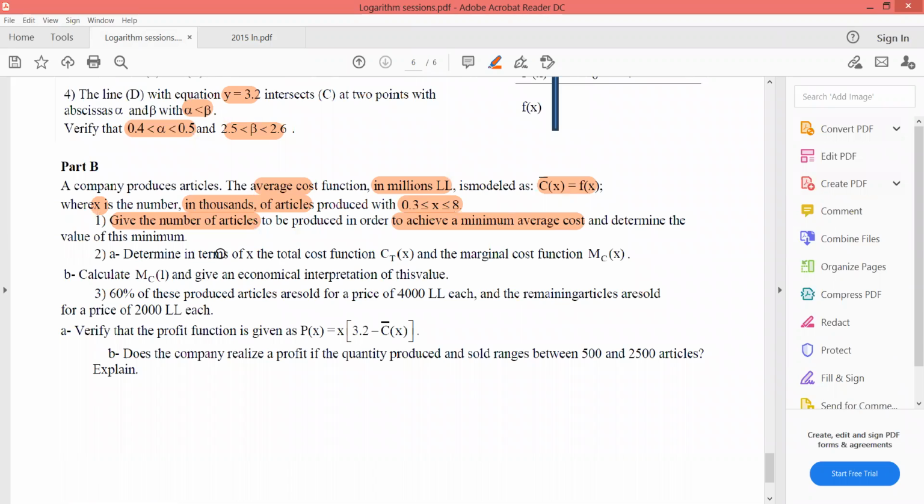Part 2a, how to determine the total cost? C bar of x equals C(x) over x. Total cost is equal to x times C bar of x. So it is good.